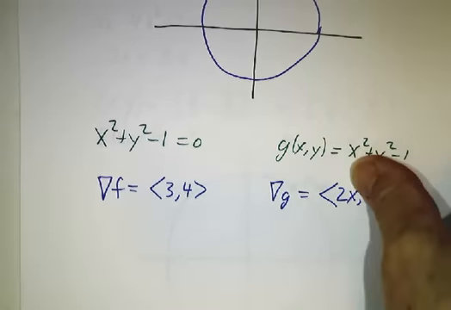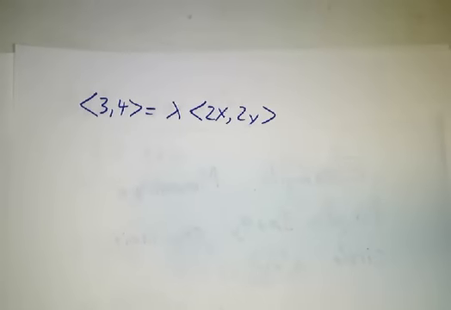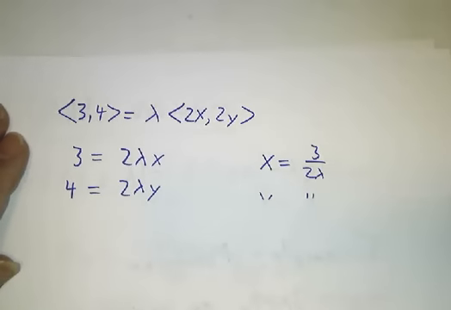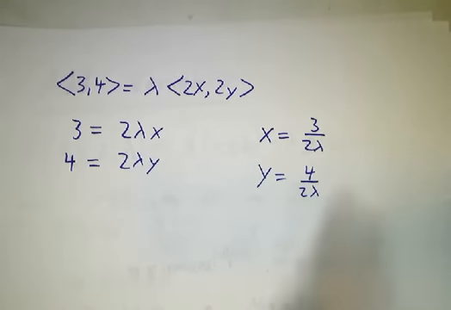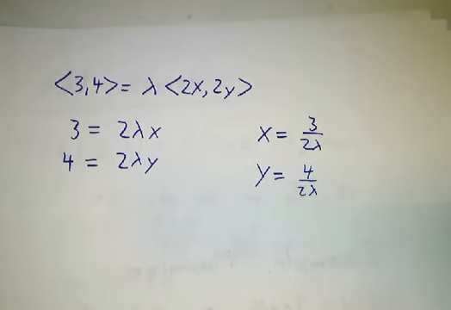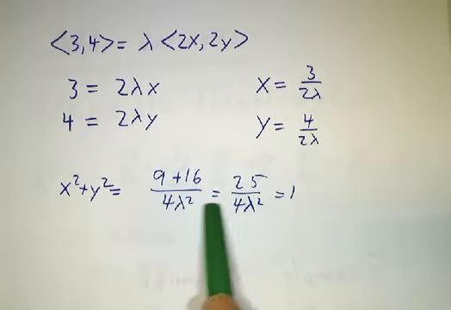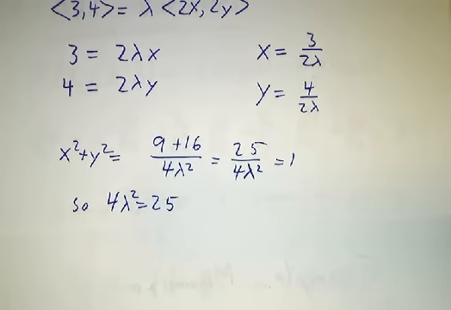So let's look at what our equations are. Our equations say that 3, 4 has to be a multiple of 2x, 2y. So 3 is 2x times lambda. 4 is 2y times lambda. Take the ratio, or divide both sides by 2 lambda. x is 3 over 2 lambda, y is 4 over 2 lambda. Now we plug into our original equation, x squared plus y squared equals 1. And x squared plus y squared is 25 over 4 lambda squared. So that says 4 lambda squared is 25, which means that 2 lambda is either 5 or minus 5.